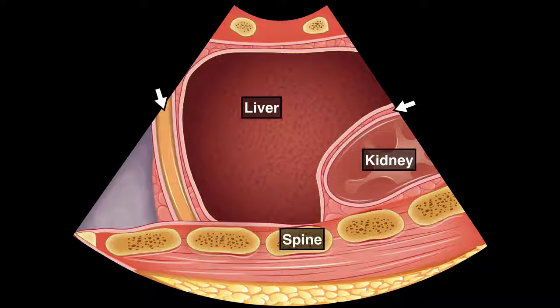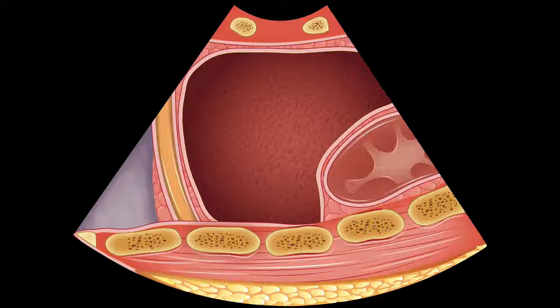We want to also identify the diaphragm and the lung. And we want to look at fluid between the lung and the diaphragm and between the diaphragm and the liver. Now, unfortunately, there is a major artifact that you'll see here. The diaphragm is a specular reflector.